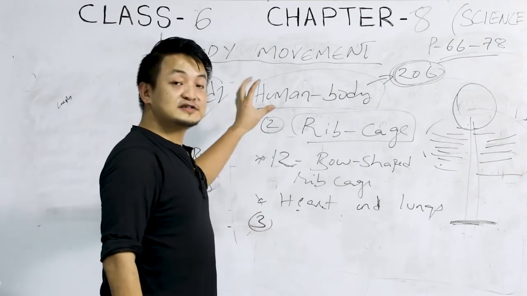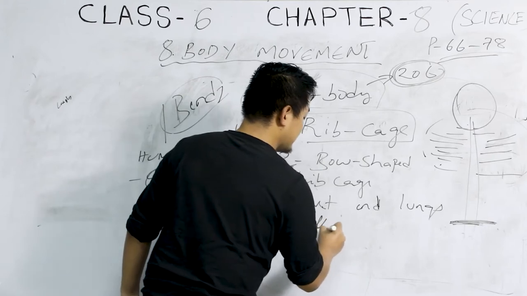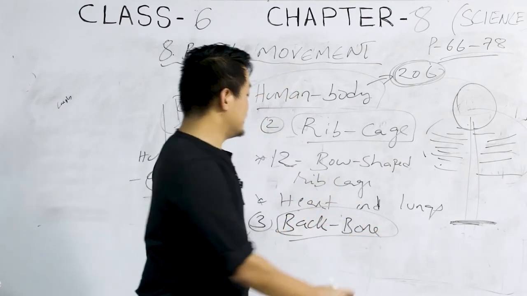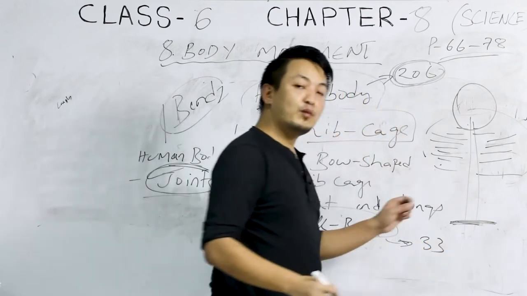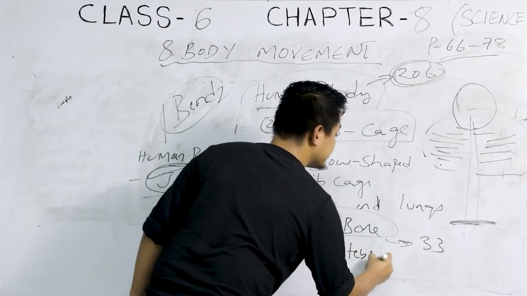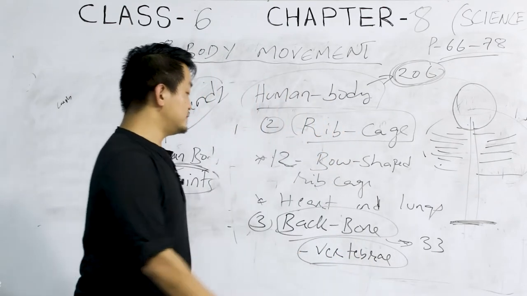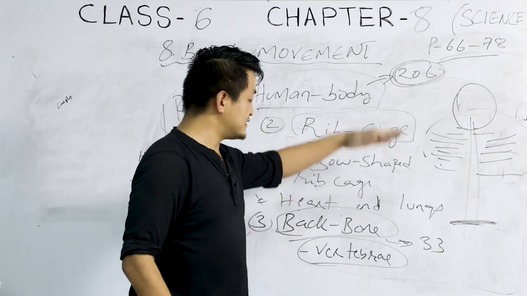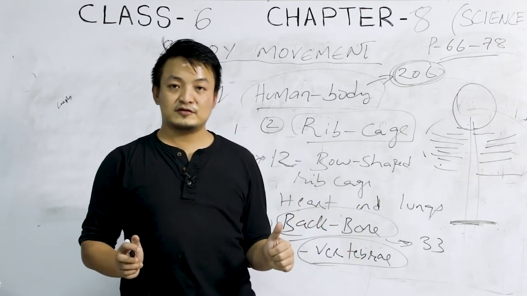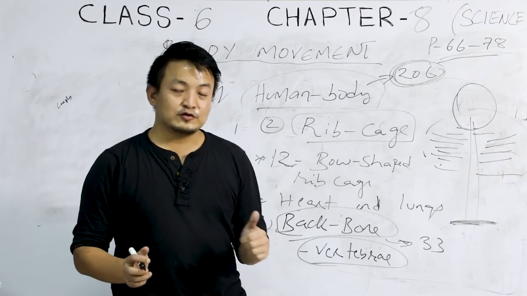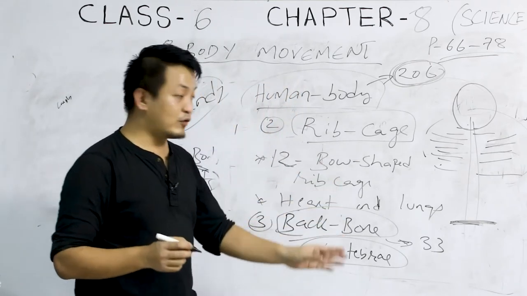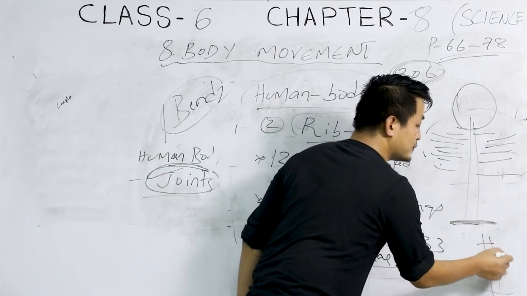Okay, so students, we are done with the rib cage. The third one would be the backbone, okay? Now, students, this backbone is made up of 33 small bones that are known as vertebrae. Clear? Now, there is a joint present in all these vertebrae. If there is no joint present in the vertebrae, then your backbone will be stiff. You will not be able to bend or do your regular work. So we have a joint present in our backbone, okay?